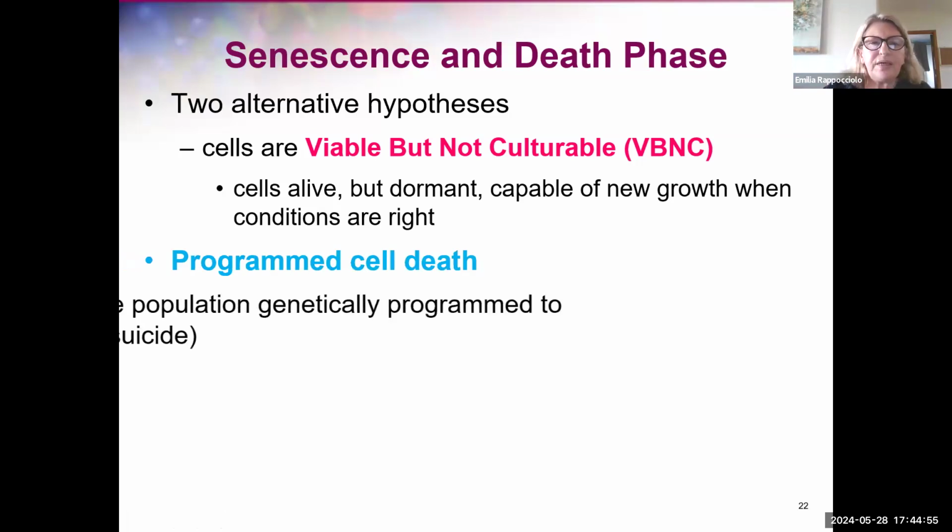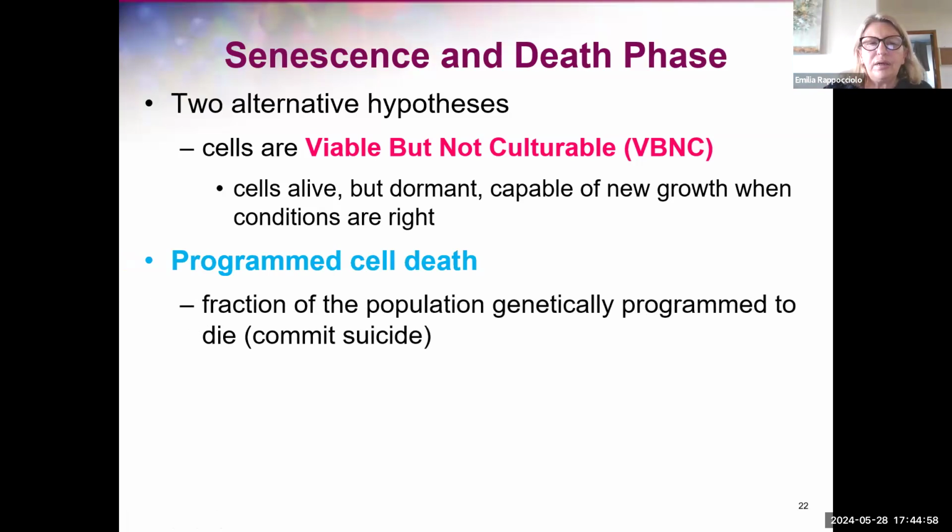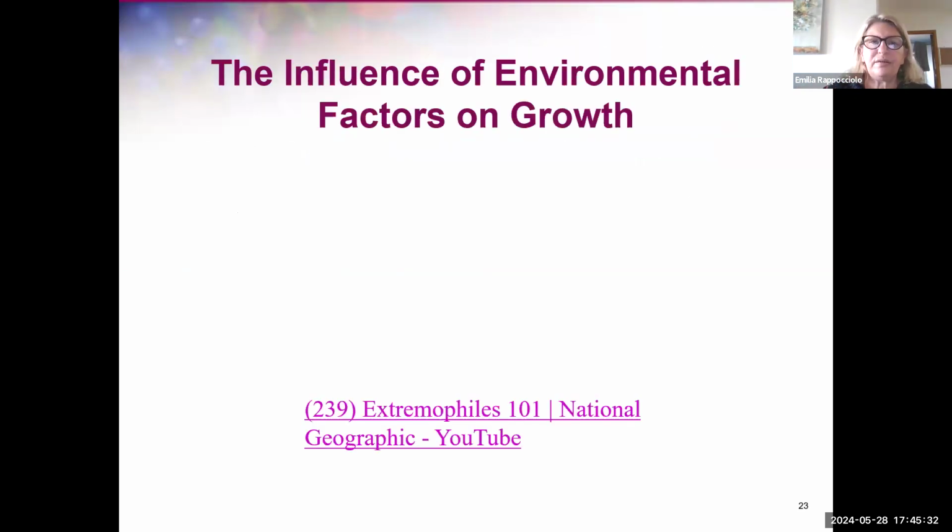Or you have programmed cell death, like apoptosis. So the cell enters a program of breaking down of the protein and the DNA, and eventually dying through apoptosis. And this is how the cell is removed from the population. Apoptosis in bacteria is a controlled way of death, programmed cell death.